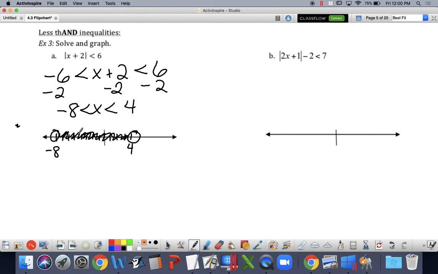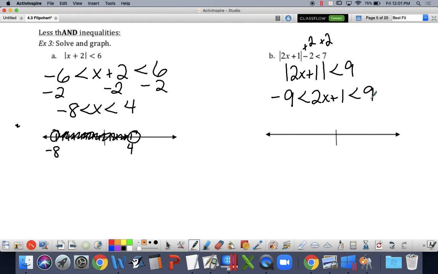All right, let's look at our next example. Is the absolute value isolated? No. So first thing, before I even set up this compound inequality, I've got to add 2 to both sides. So I get the absolute value of 2x plus 1 is less than 9. Once I have this, I can set up my compound inequality. I'm going to go from negative 9 up to positive 9. And yes, I have all that 2x plus 1 in there.